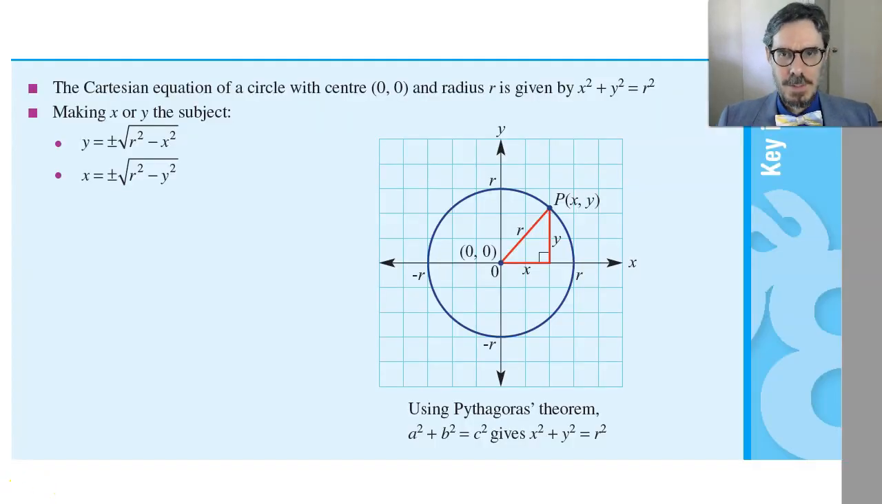So let me summarise. The Cartesian equation of a circle with centre at the origin and radius r is x squared plus y squared equals r squared. Don't forget to square the radius. Where does this function come from? It comes from Pythagoras' theorem. X squared plus y squared equals r squared for any right-angled triangle that connects to a point on this circle.